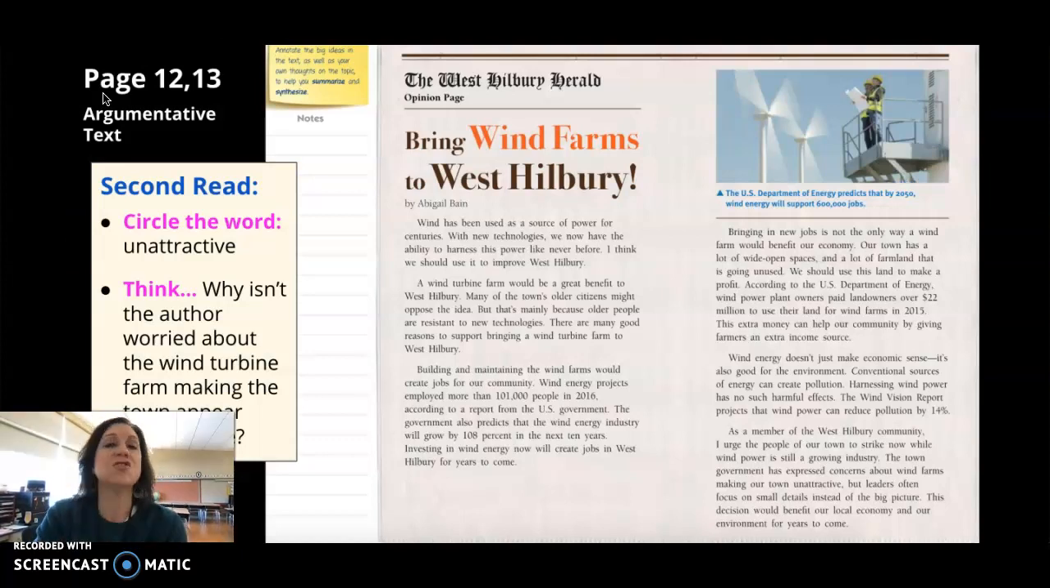Go ahead and turn to pages 12 and 13 in your mentor text. You're going to be doing a second read, and what I want you to do is circle the word unattractive when you come across that. And then I want you to think about why isn't the author worried about the wind turbine farm making the town appear unattractive? Okay, go ahead and pause here. Take about 5 minutes to go ahead and reread the story and make sure that you circle that word.